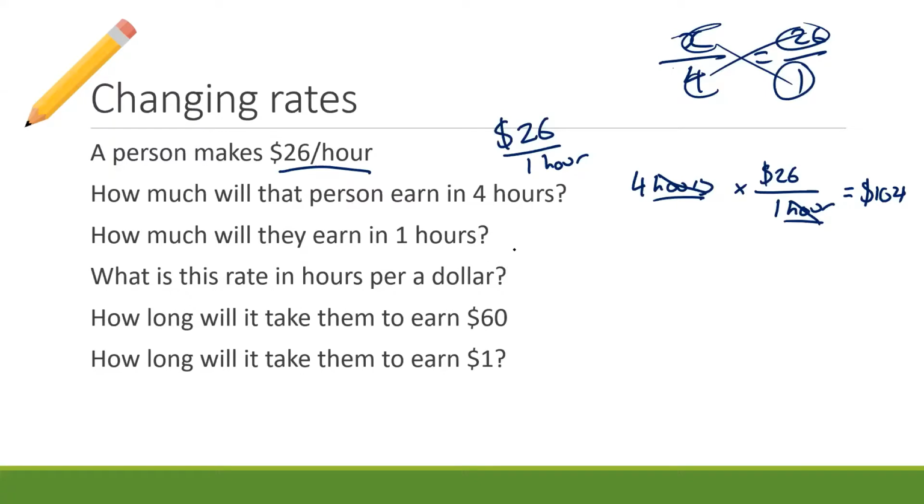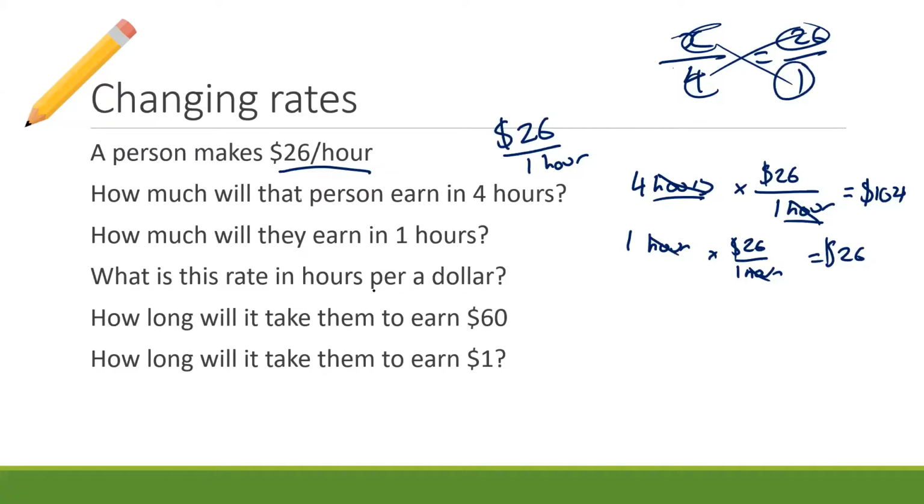Now, how much will they earn in 1 hour? Well, guess what? That's even easier. 1 hour multiplied by $26 for 1 hour. That's going to cancel out the hours. 1 times 26 is going to be $26. In 1 hour, they earn $26. Or you could just read it, it's $26 per hour.